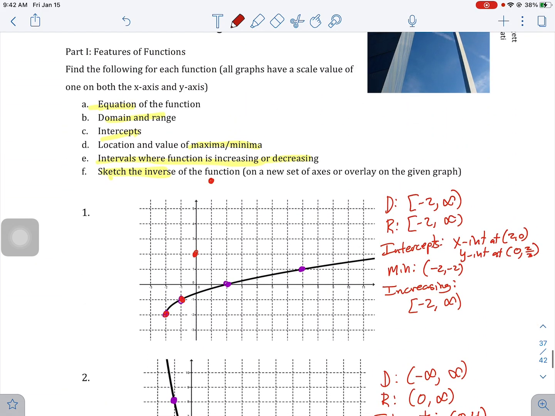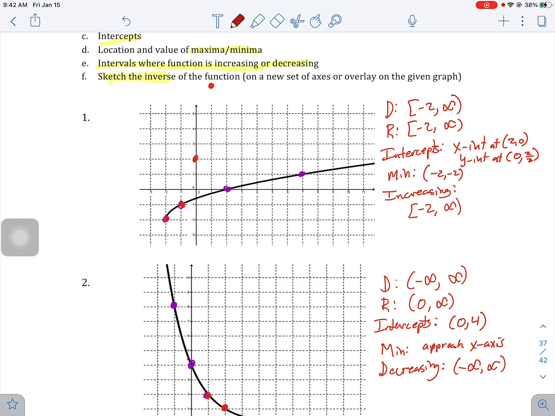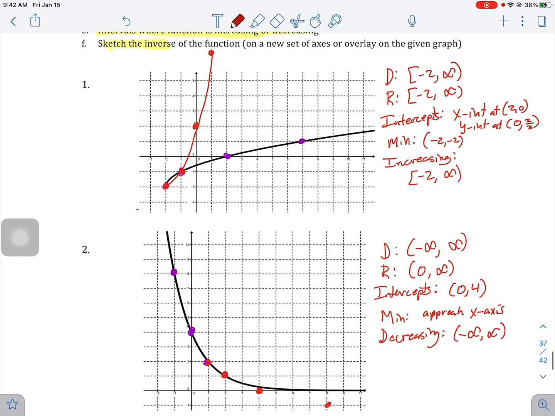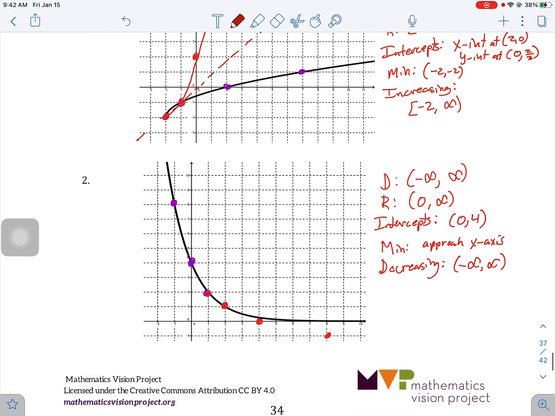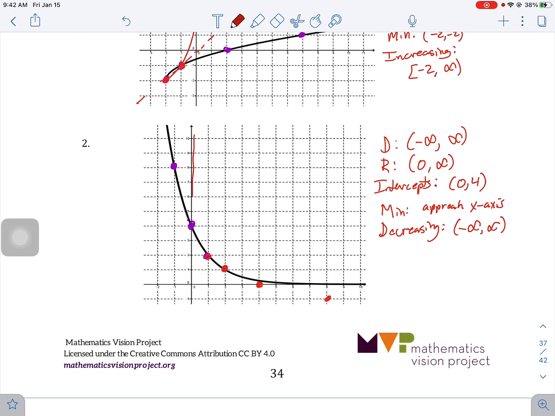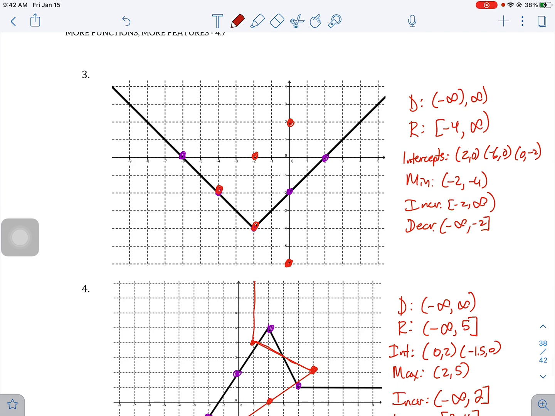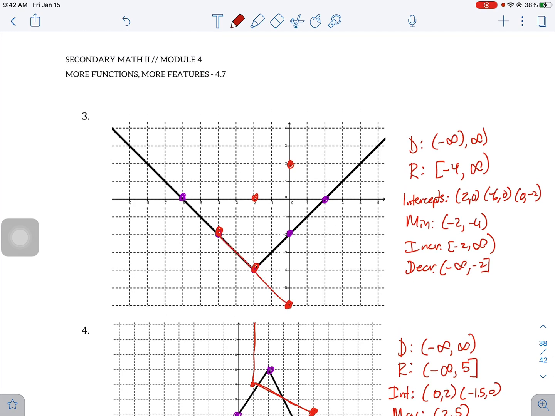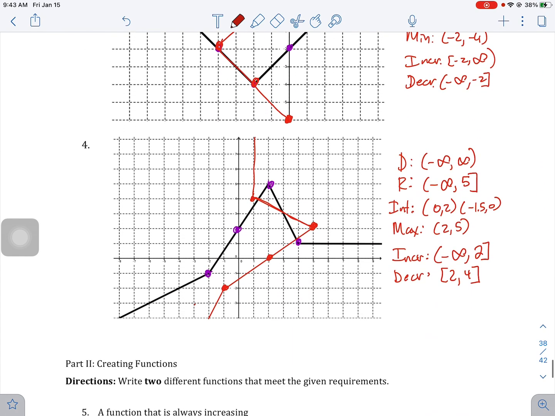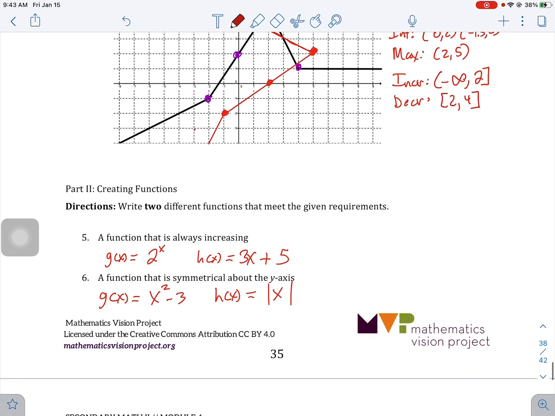You can also see the red dots are going to express the inverse. So if I go ahead and connect these dots, you can see the shapes of these, keeping in mind that y equals x, every point is a reflection over y equals x. So this one's going to look something like that. And then this one here is going to look something like that. And then this one here is going to look something like that.